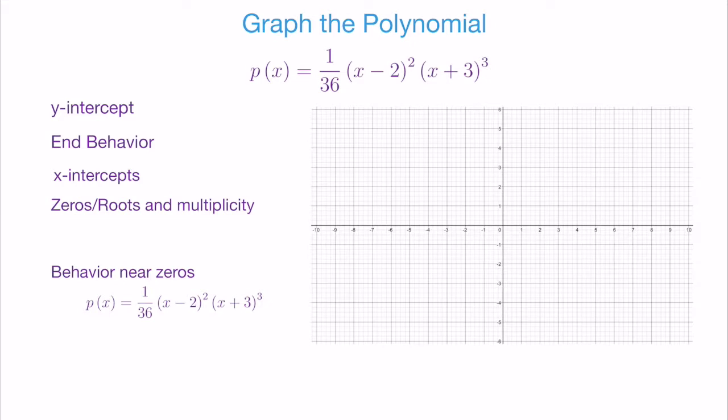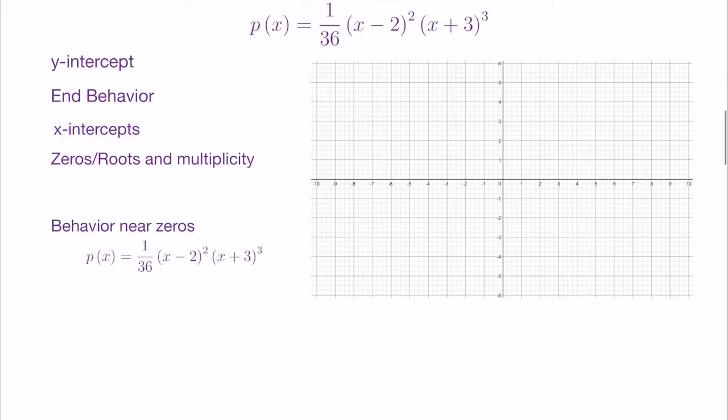Let's start by finding the y-intercept. For that, we set x equals to 0. So we're just finding p of 0. Plug in 0 everywhere you see x, and you get the y-intercept.